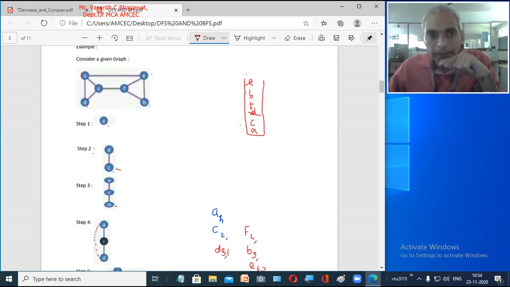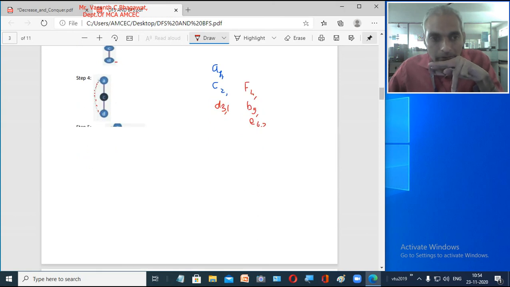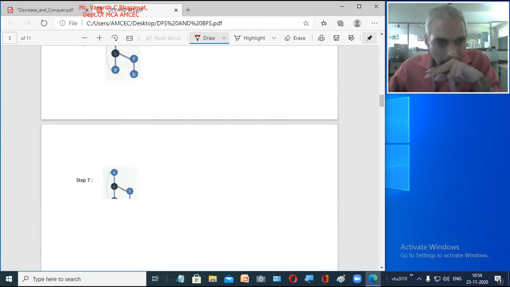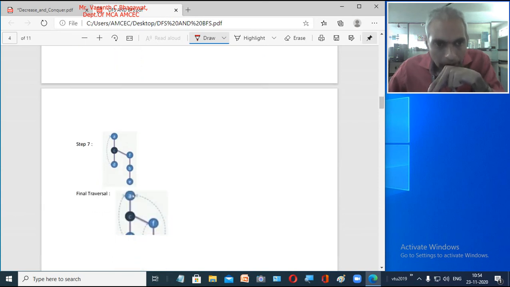Now when E became the dead end, it had three adjacent nodes, A, F and B. Now you observe your A, F and B. Now if you observe here, A from E to B is there, right?